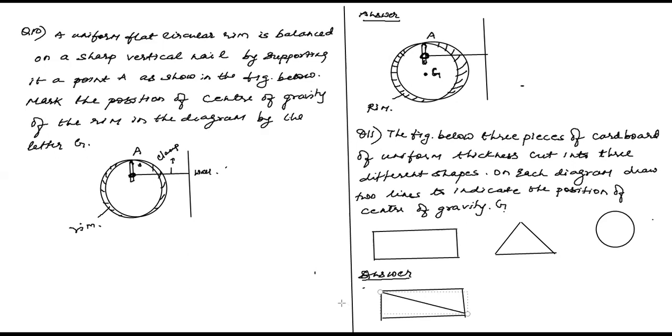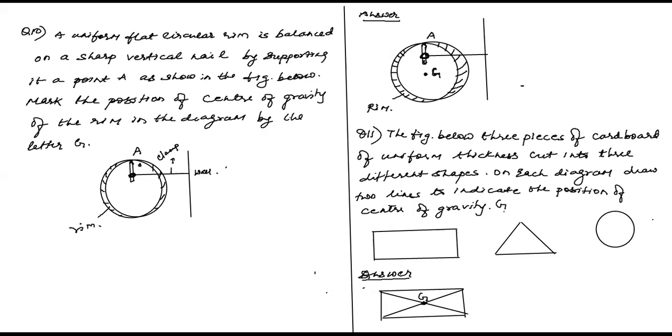So I just draw 2 diagonals, one diagonal and the second diagonal. And where these diagonals intersect, that is your point of center of gravity.